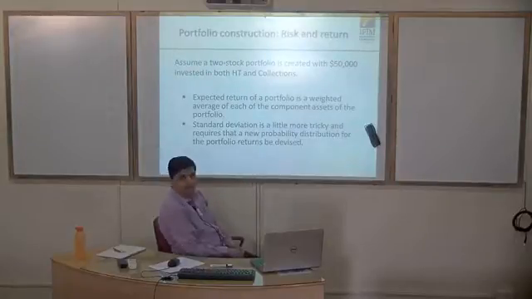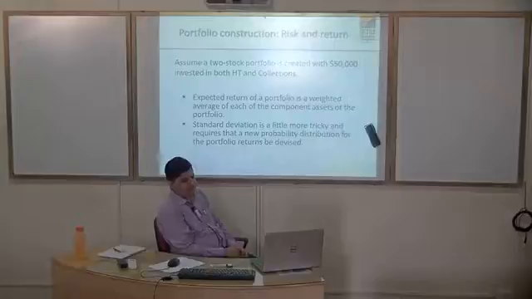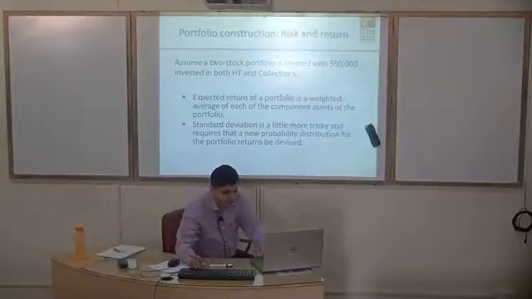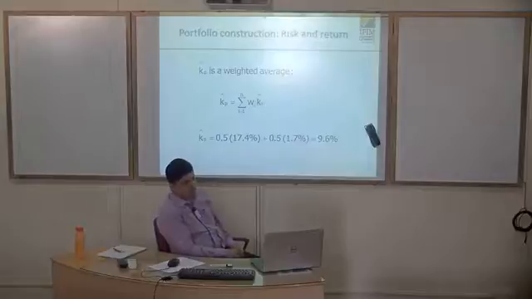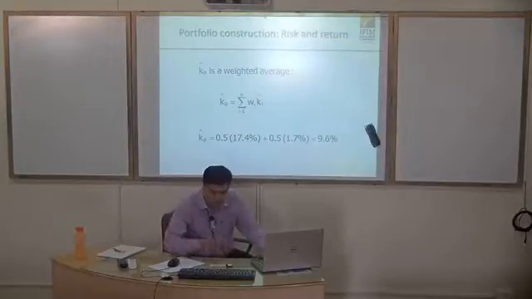to diversify our investments. Assume a two-stock portfolio is created with $50,000 invested in both HT and Collections. Expected return of the portfolio is a weighted average of each of the component assets of the portfolio. Standard deviation is a little more tricky and requires that a new probability distribution for the portfolio returns be devised. Let us look at this example. K_p hat is a weighted average, equals weightings into the returns. Basically, they are multiplying this. There is an example in the coming slide.